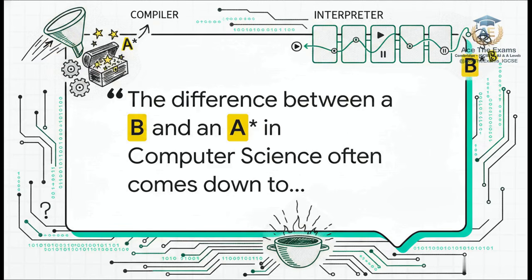When Alex sits down and just lists out, a compiler translates the whole code at once, that's a B-grade answer at best. The examiner is looking for the A-star student who can analyze the trade-offs of that translation process in a specific real-world scenario. That's what we're going to master today.